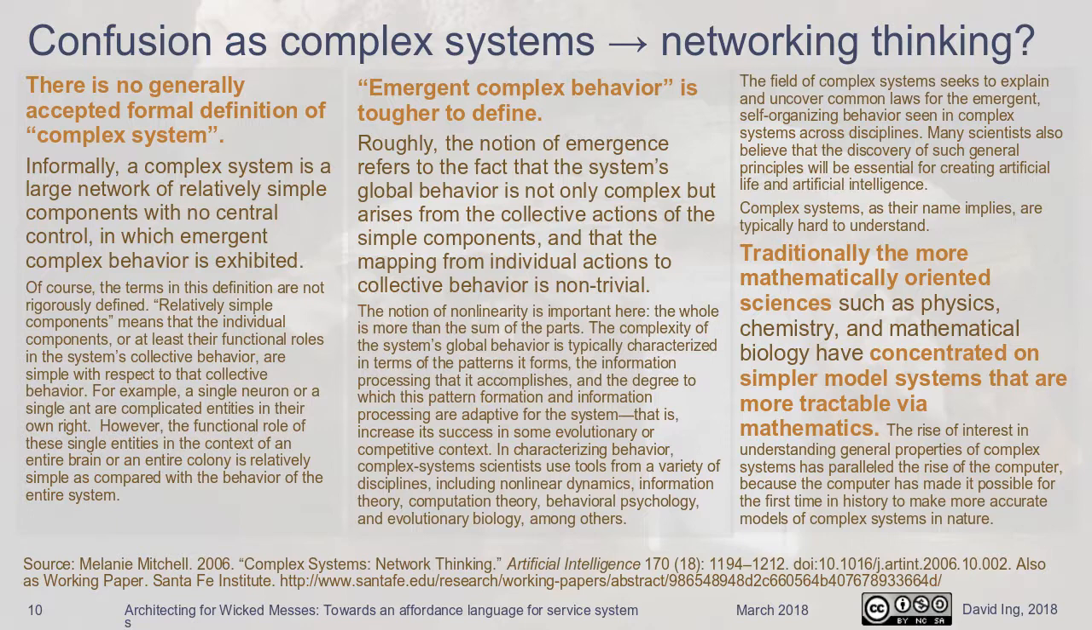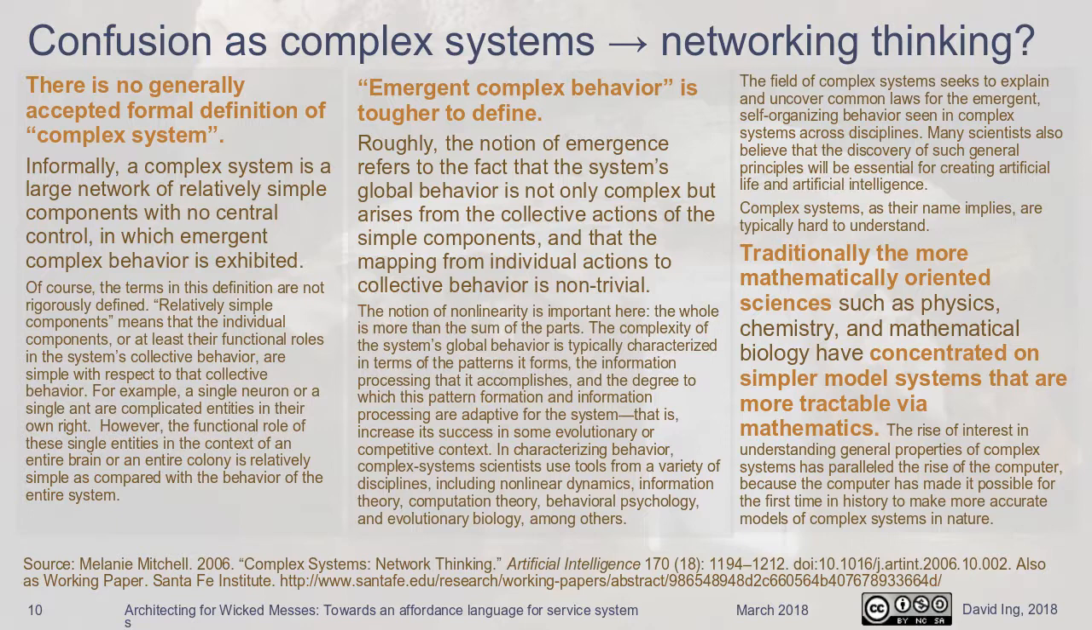Okay, well, the history of the Santa Fe Institute was you had physicists who were interested in systems, and they got money primarily from Citibank because they were interested in trying to figure out how to manage chaos or deal with chaos. So they're dealing essentially in physics. Anyway, so no generally accepted definition. Emergent complex behavior is tougher to define. So we've used the term emergence before. Most people use the term wrong.